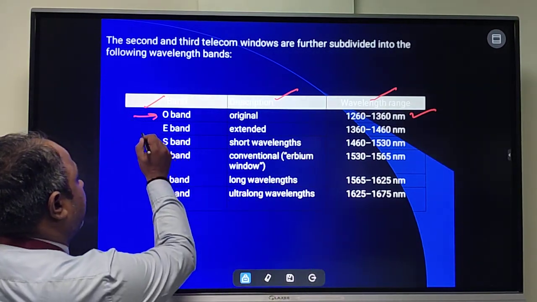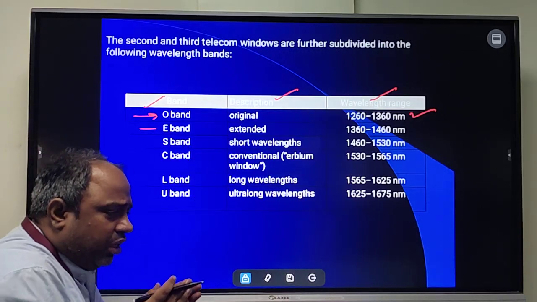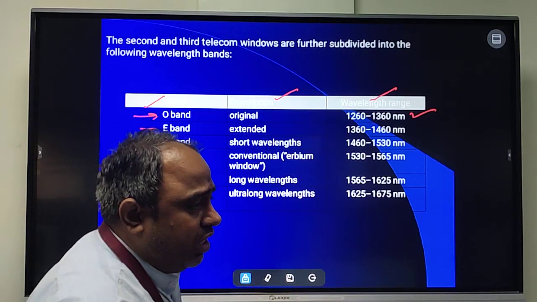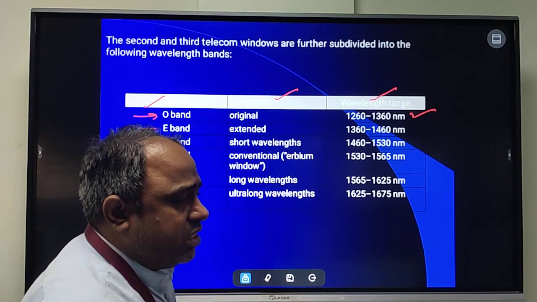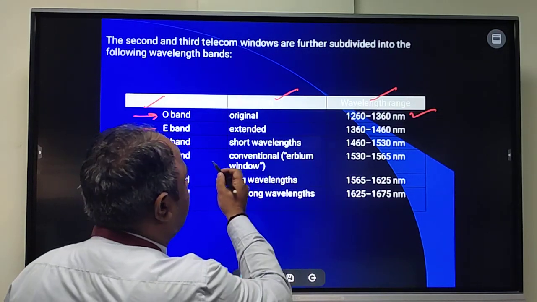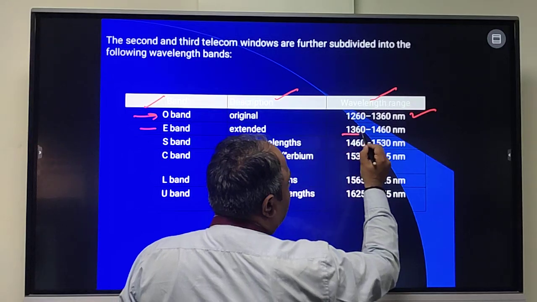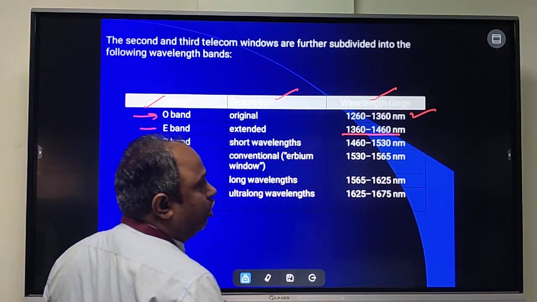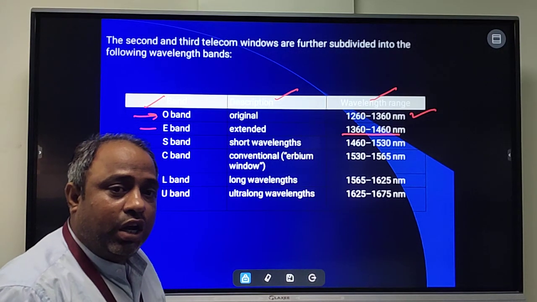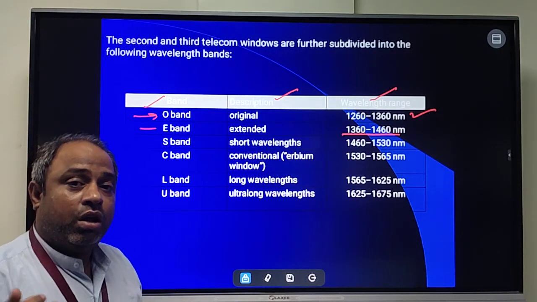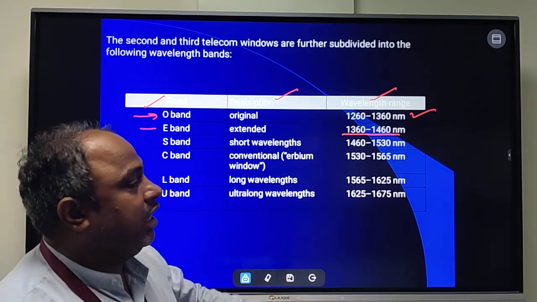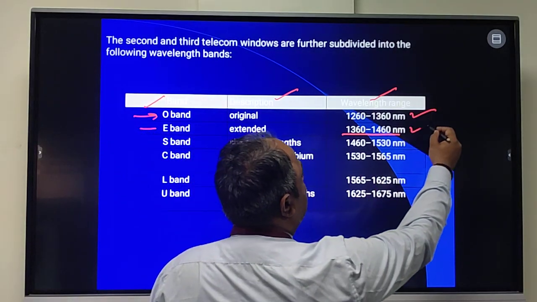The second one is the E band. It is a little bit extended because the range of the signal is enhanced and the information is going very wide and very fast, extending from one area to another very effectively. So the E band uses a bandwidth of 1360 nanometers to 1460 nanometers. It means the signal strength is very strong and very effective during that period, and the signal goes very high and very efficiently in the second generation.